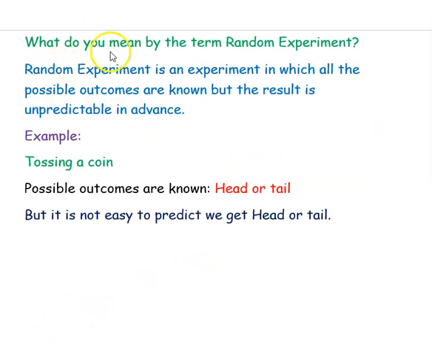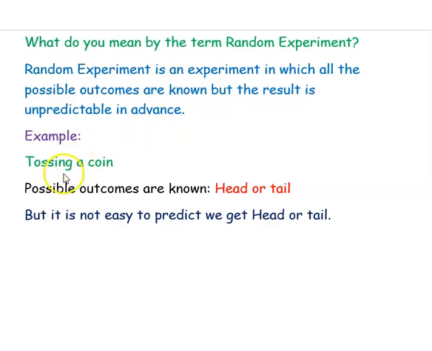Next, we'll see what do you mean by the term random experiment. Random experiment is an important term in probability. Random experiment is an experiment in which all the possible outcomes are known, but the result is unpredictable in advance. So you know all the possible outcomes, but you cannot predict the particular outcome as your result.